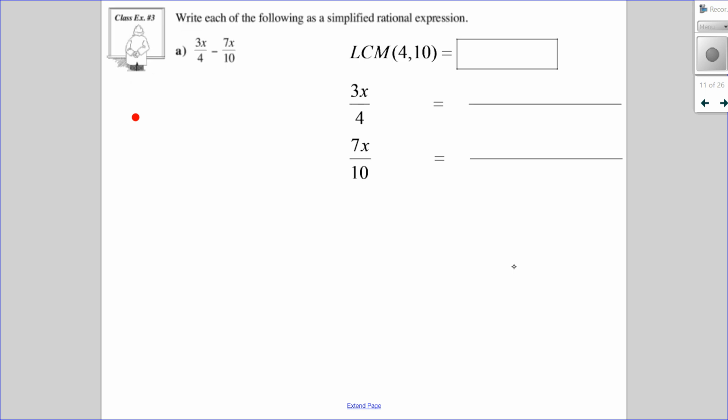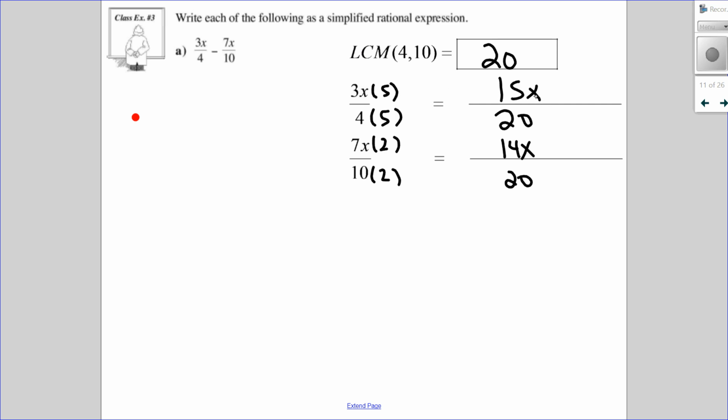Okay, looking at this one here, denominator is a number, not a variable, so there's no restrictions. Lowest common multiple between 4 and 10 is 20. So I'm going to change each one to be an equivalent fraction out of 20. So for this one here, I would multiply by 2, so I multiply the numerator by 2. In this one here, I would multiply the denominator by 5. So I also multiply the numerator by 5. So I've created an equivalent fraction with a denominator of 20.